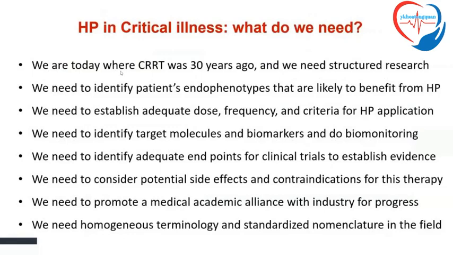I think we are exactly where we were 30 years ago with membranes and CRRT. So we need more research. We need to identify patients' endophenotypes that are likely to benefit from hemoperfusion. We need to establish dose, frequency, and criteria for application. I just remind you that still after 40 years, the studies have not clarified when to start and when to stop CRRT. So we cannot expect to have this in 1 year for adsorption, but certainly, hopefully, it will not take us 40 years to come to this information.